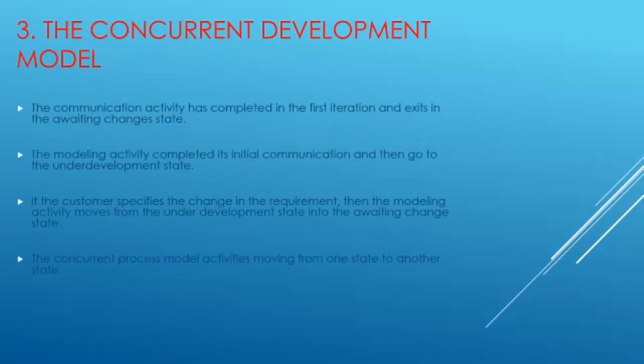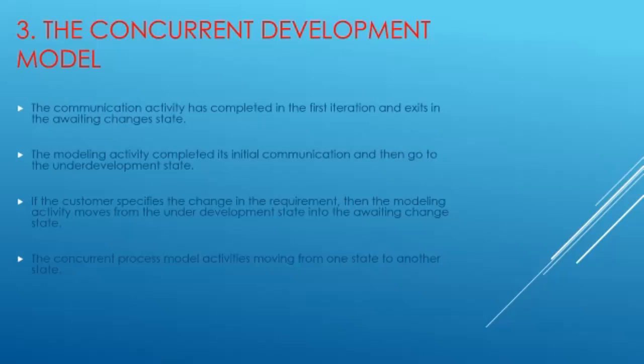Number third, the concurrent development model. This is the model within which various activities of software development happen at the same time for faster development and better outcome. In the concurrent development model, when the communication activity has completed in the first iteration, it exists in the awaiting changes state.